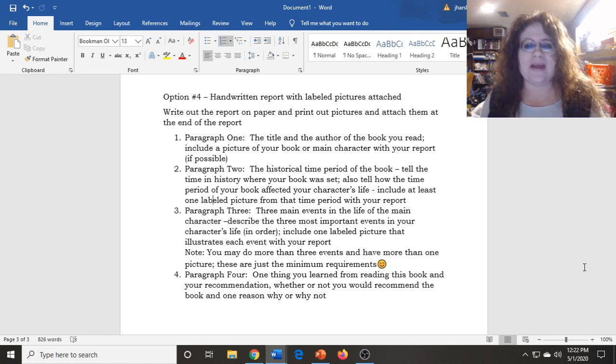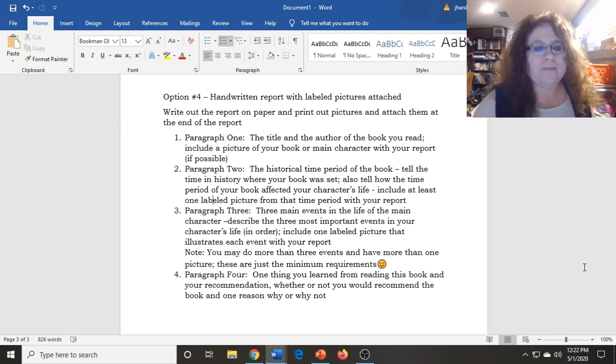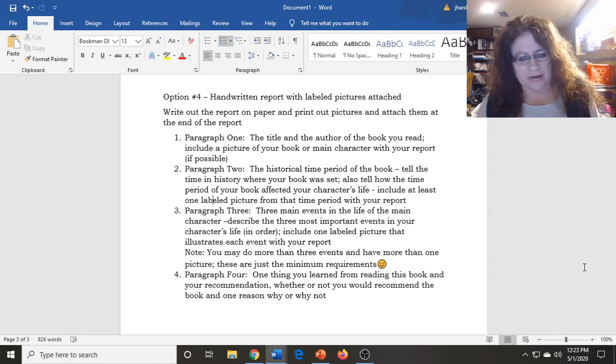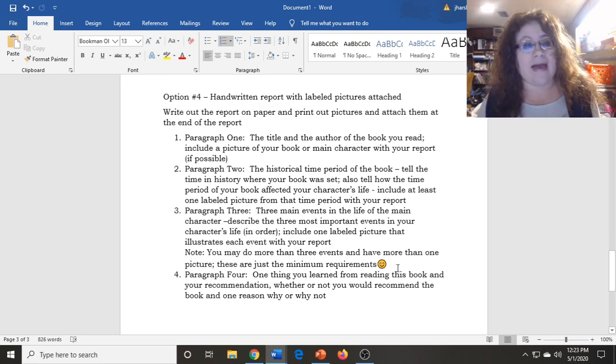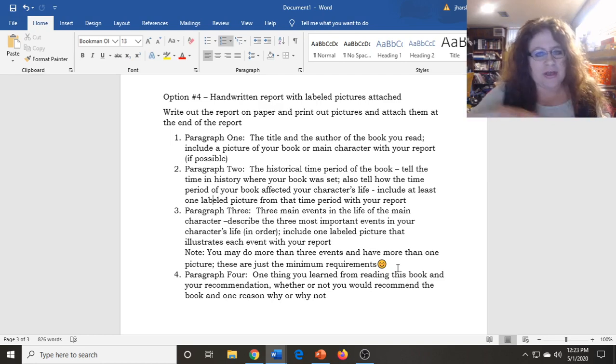Tell the time in history and why it was important to your character, just like we did in the other documents. Paragraph 3 is the three main events in order, and include pictures that are labeled. So when you show me the pictures, then you have a label like Harriet's childhood, Harriet's injury. Just make sure you tell me what your pictures are. Don't just include random pictures. And also, remember, you can do more than 3. You don't have to limit yourself to 3. If there's a lot of exciting events you want to share with me, fantastic. No limits. It starts at 3, but you can go as high as you want.